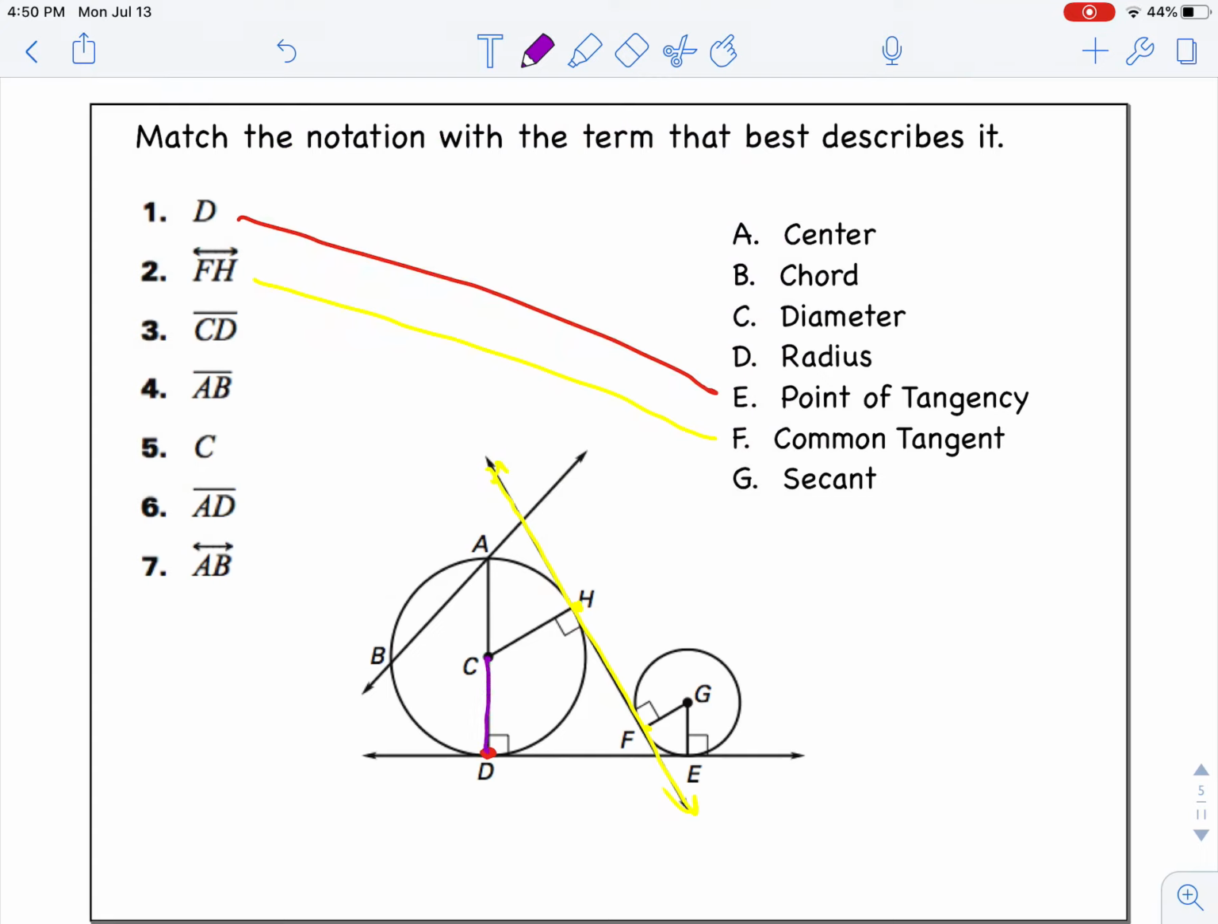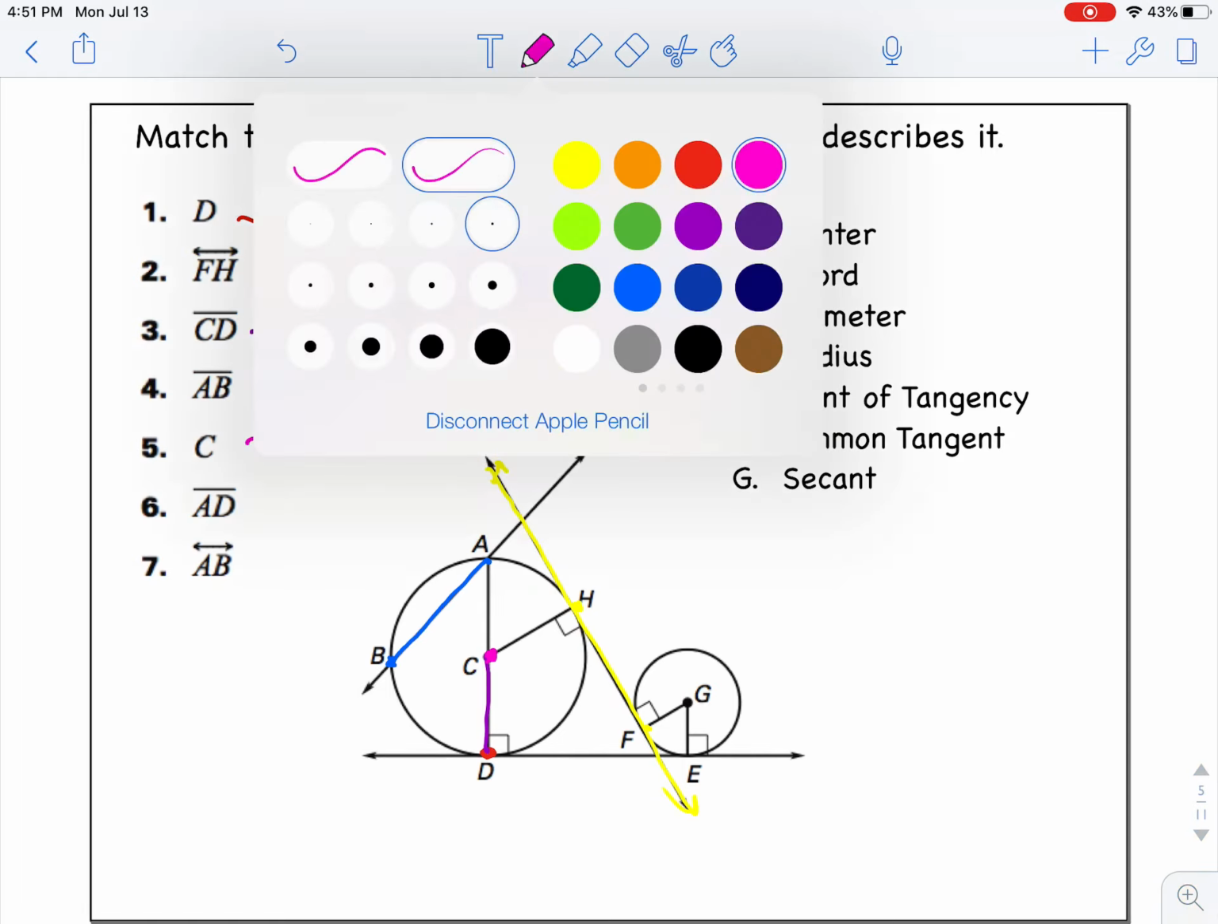So let's look at what segment CD would be. Segment CD right here, that is a radius because it comes from the center and goes to a point on the circle. So that would be a radius. And AB right here, that is a segment. Notice it's different because it has no line pieces above it. It's just a segment AB, so that is a chord. Point C is the center of the circle. So here's point C, and that is our center of the circle.